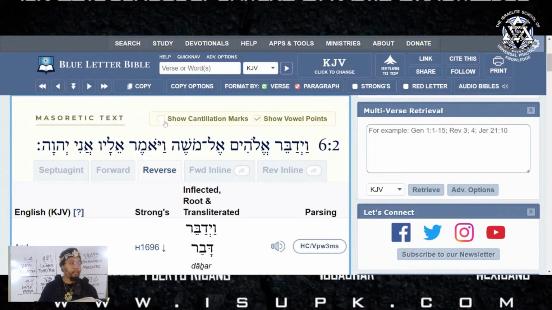What is this? Show cantillation marks. That's even more marks. You can't even put the marks on there while you got these on there. So what are these marks? More Yiddish garbage, right? Why is this in existence? Because the oppressor is the devil that the Bible speaks of. Originally, only the consonants were used.